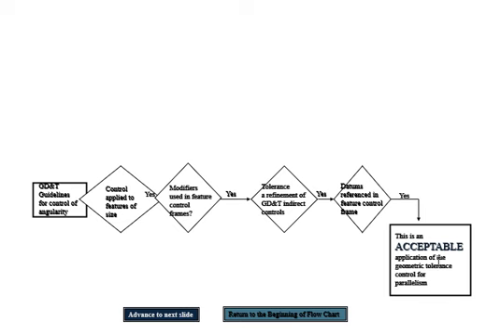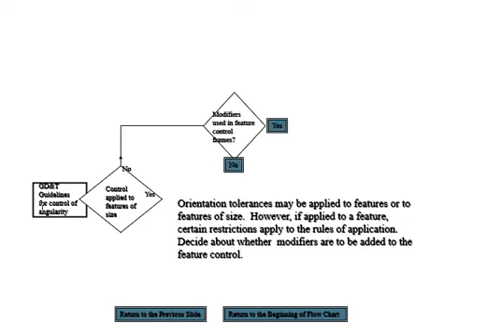So just go in that order, okay? Feature of size, look at the modifier in your control frame, of course, look at the tolerance, and then your datum reference. All right, you look at the feature of size, your control applied to that. So in this case, your tolerance is not applied to the feature of size, meaning it's not applied to the size, it will be applying to the feature, of course.